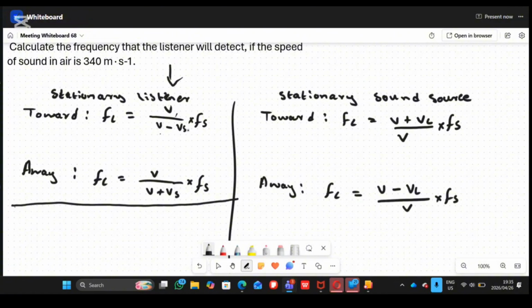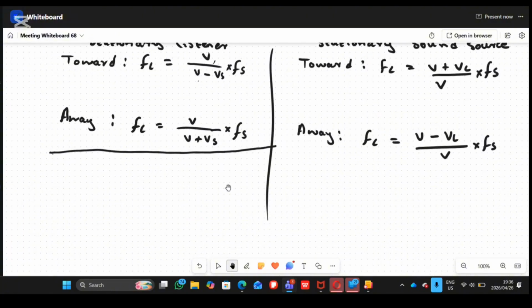Let's say our sound source. Okay, let me simplify this. Maybe we can learn something from my statement. The formula is actually frequency of the listener is equal to V multiplied by Fs over V minus Vs. This is moving away. I just took this one to the upper side because that's basic mathematics.